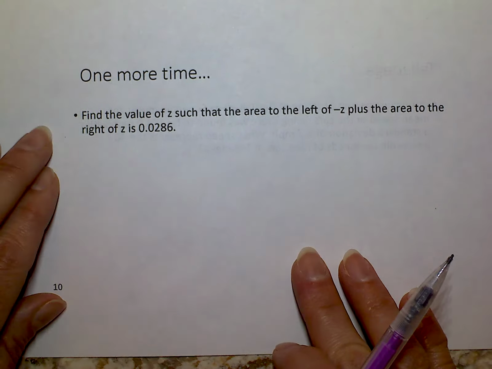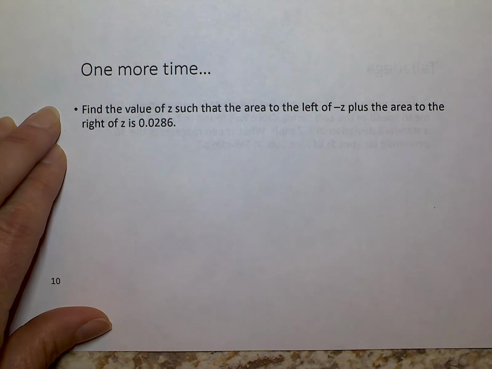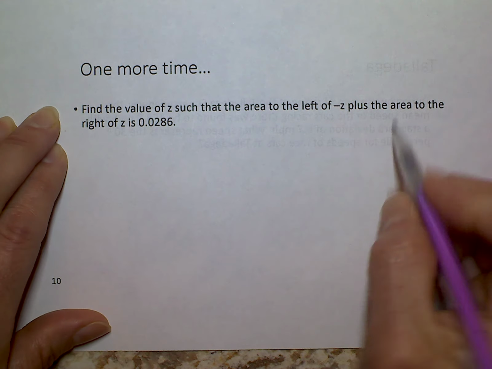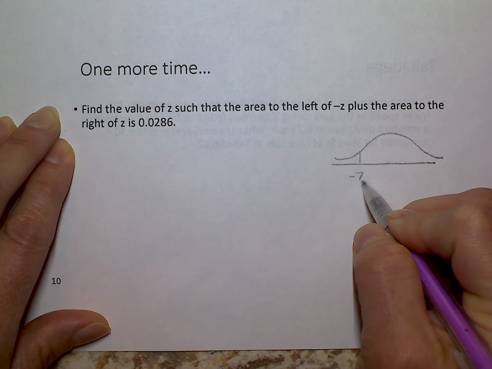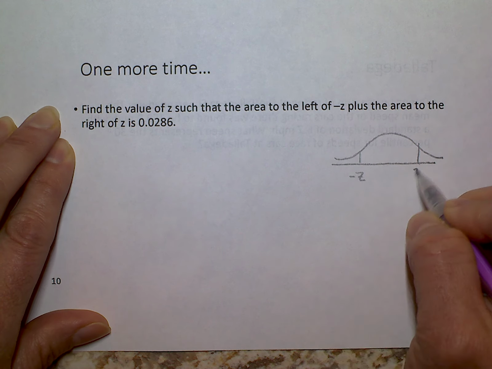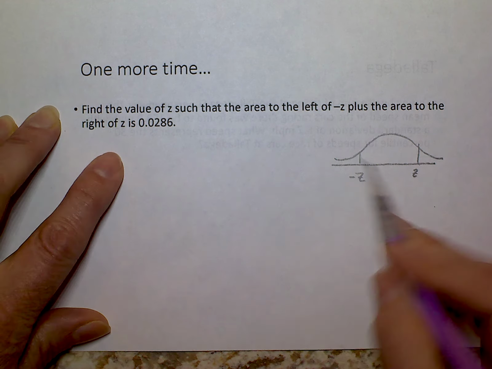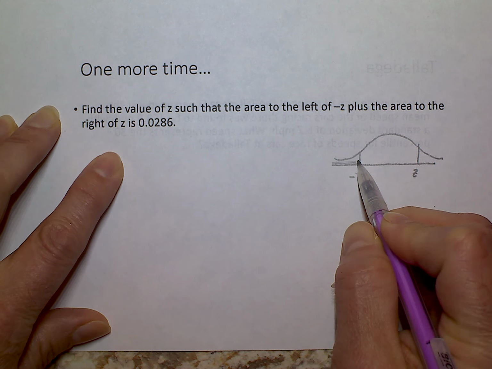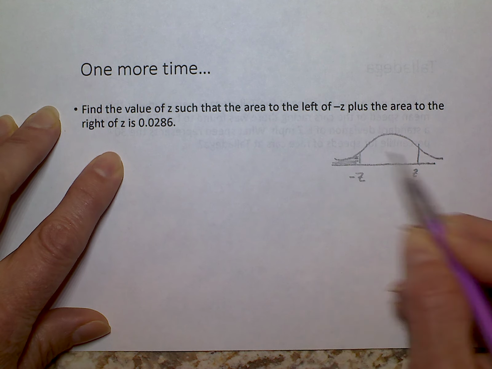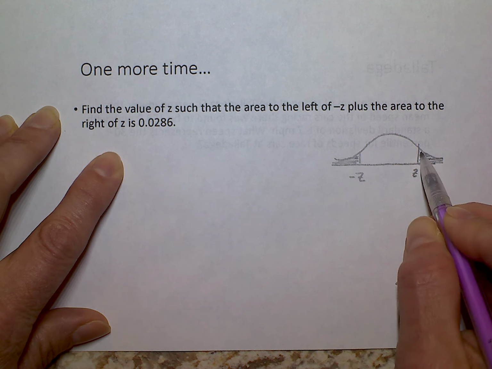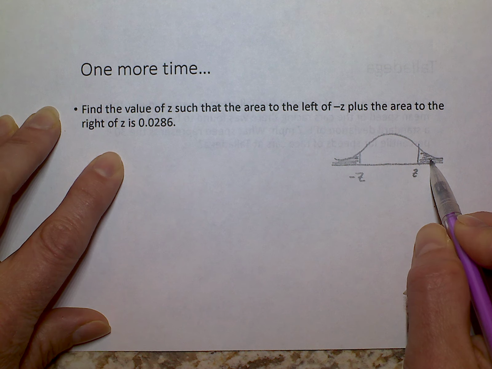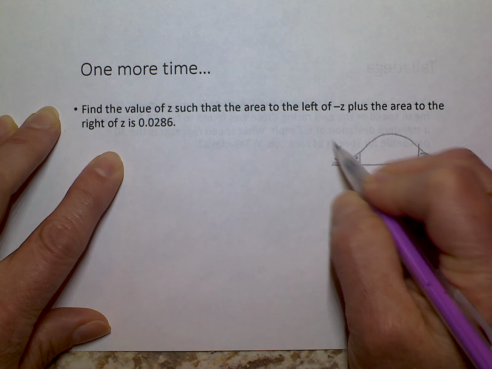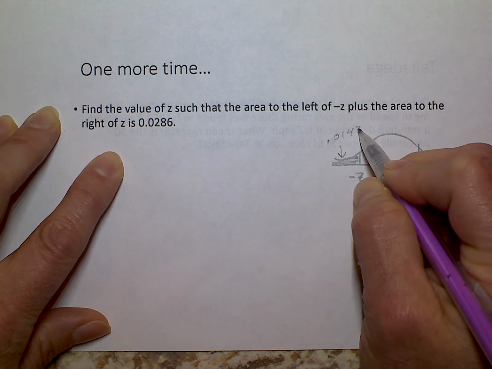Let's do one more of those. We want the value of z so that negative z and positive z, the area to the left of negative z and the area to the right of z, these two together are 0.0286. So guess what each one is? That's right, half of that.